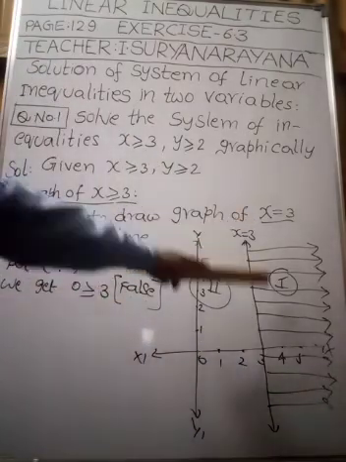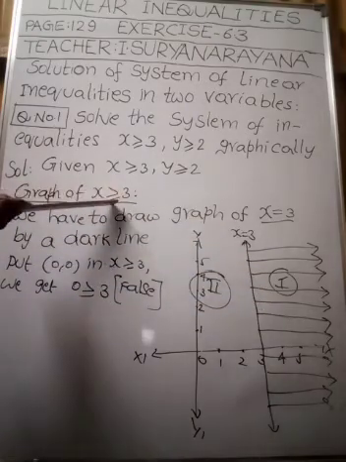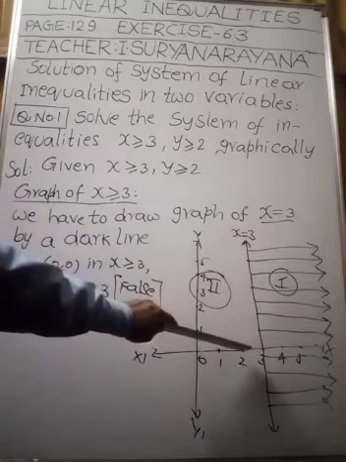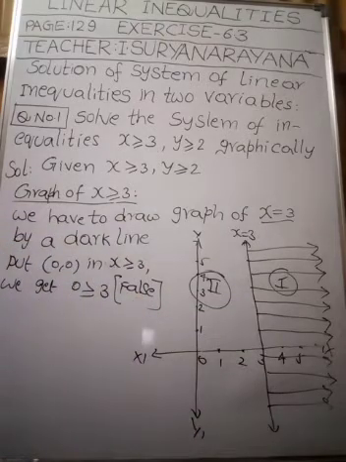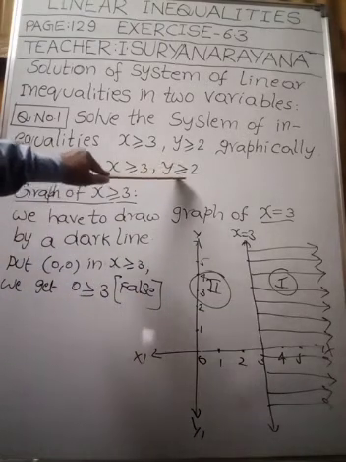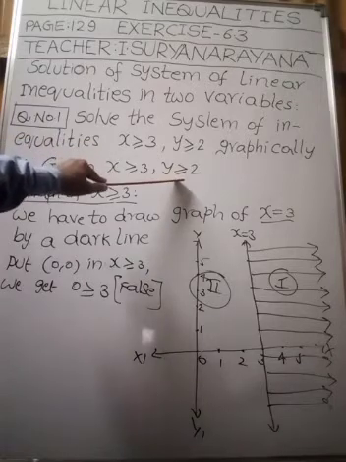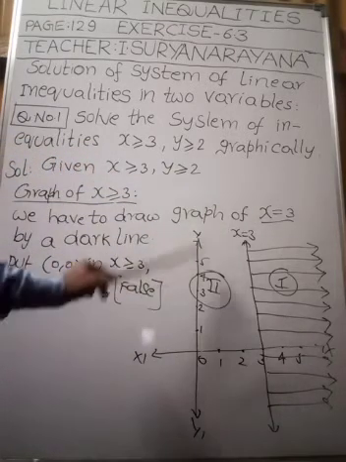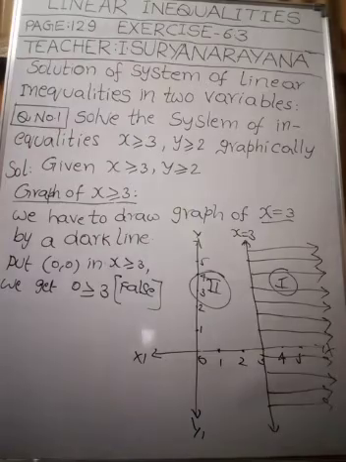So this is a graph of the solution set of this inequality x greater than or equal to 3. Understood this point, my dear children? Similarly, we draw the graph of the solution set of this inequality in the same graph sheet. Okay? Understood? So we follow the same steps like this only.